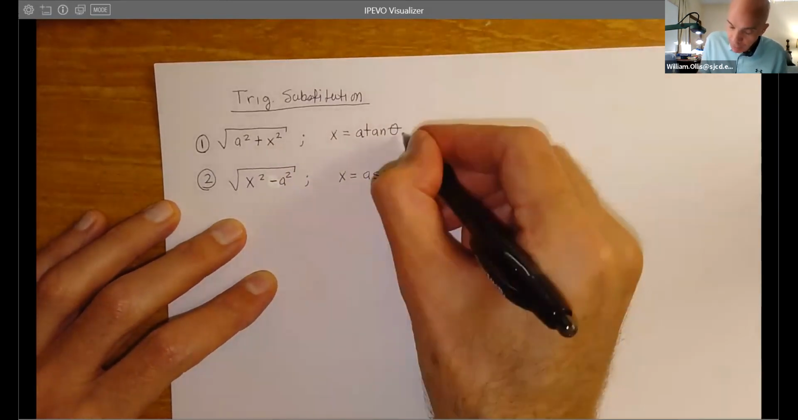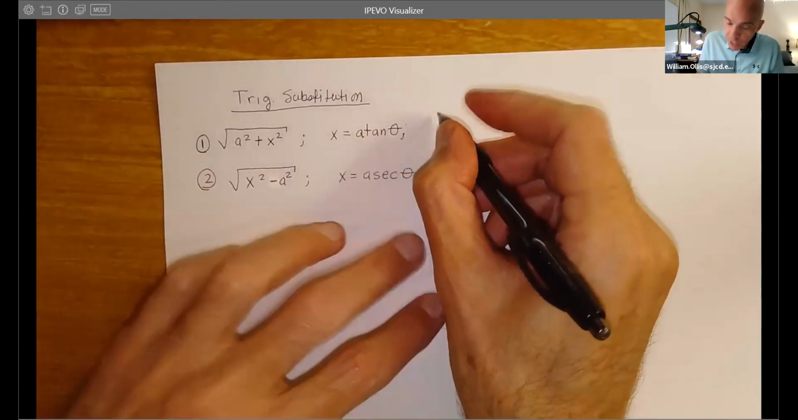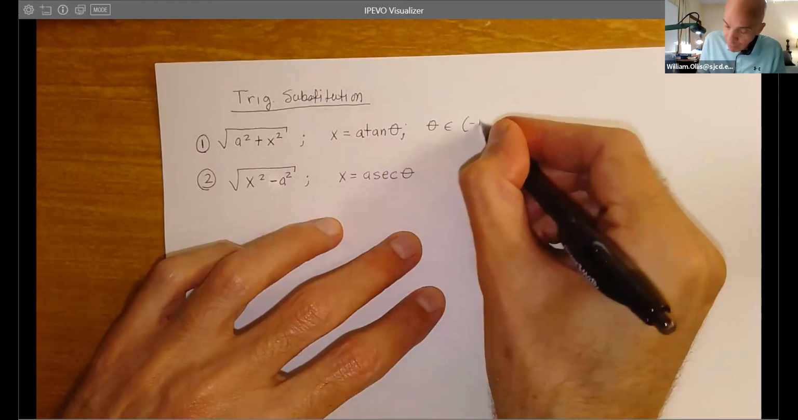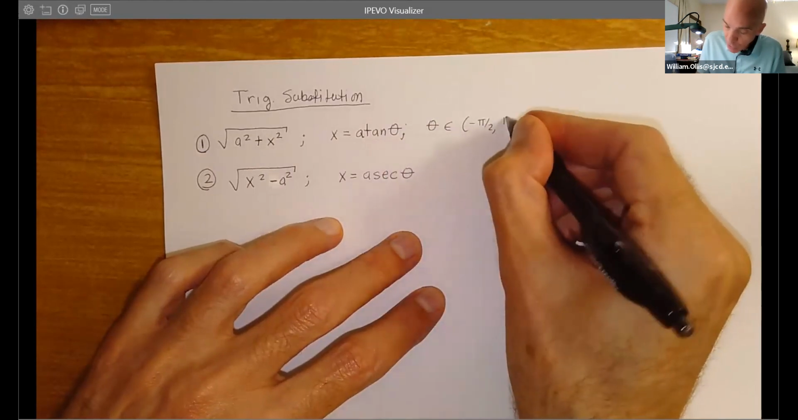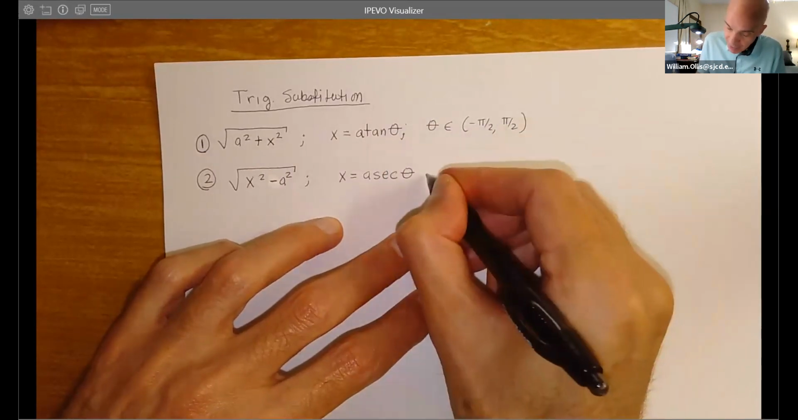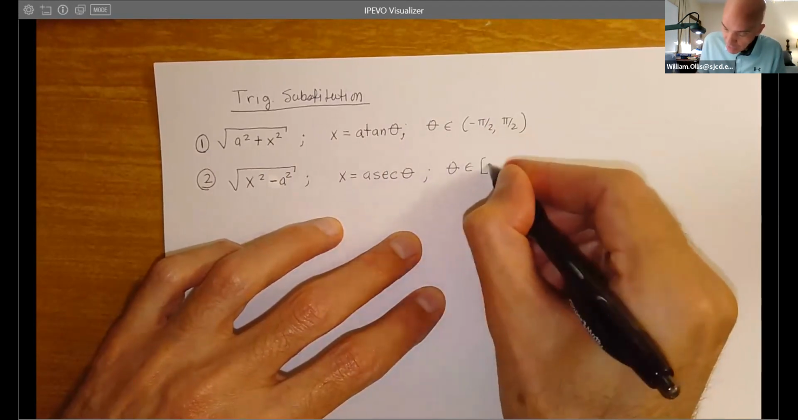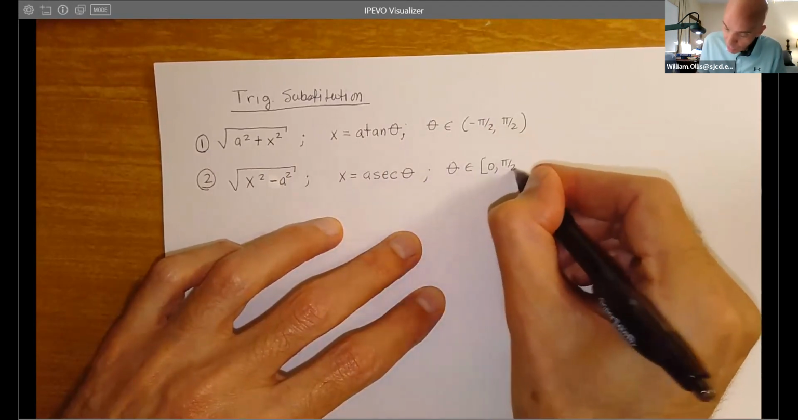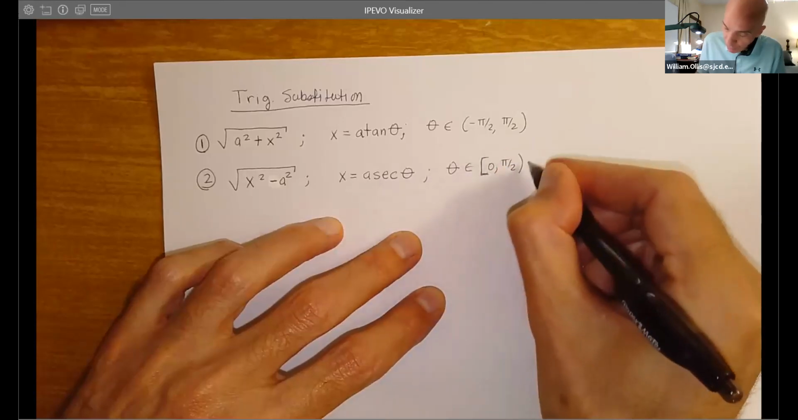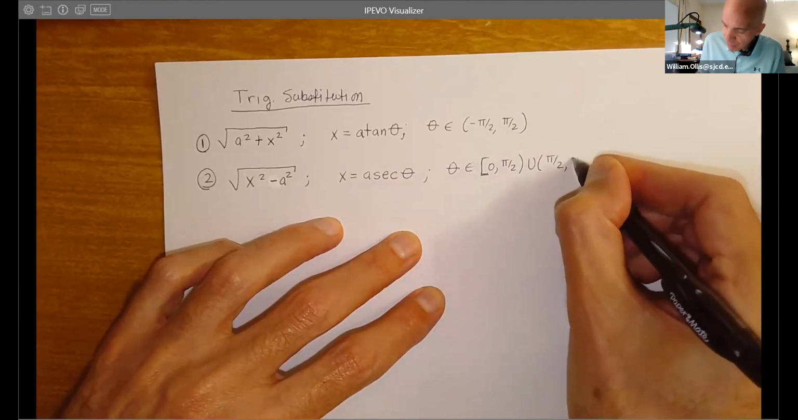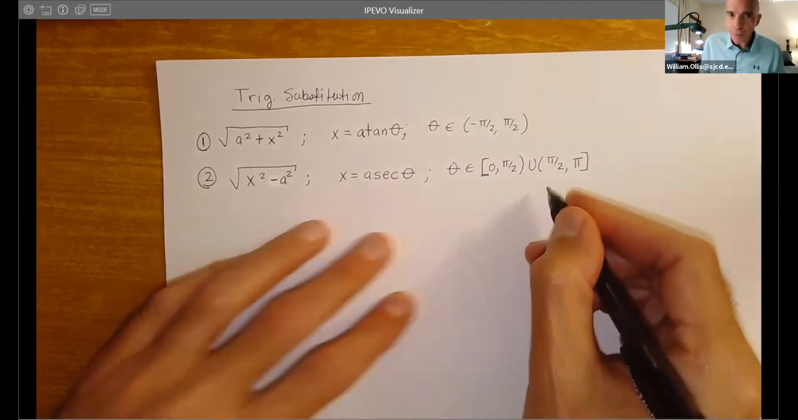Now remember, in both of these cases, for the inverse tan, theta will live here, negative pi over 2 to pi over 2. And in this case, theta lives here, 0 to pi over 2, open, union, open, pi over 2 to pi. So that's kind of a thorn in your side right there.